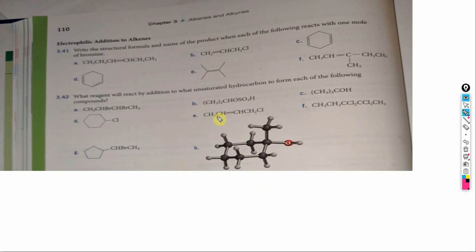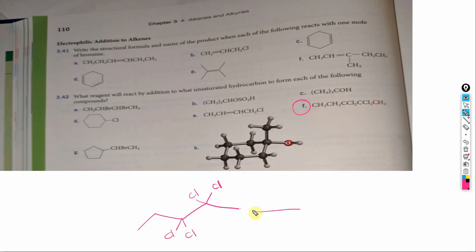Okay, let's try to answer problem F. So this is a 5 carbon chain. CH3, CH2, C, Cl. There is a chlorine here, and then another chlorine there, and CCl2, 2 chlorines here as well, and CH3.